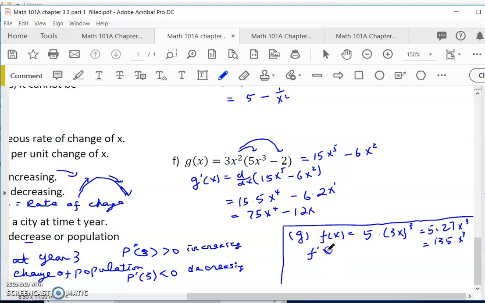So f prime of x is the derivative of 135x cubed. Using the derivative rule, this would be 135 times 3 times x squared. 135 times 3 would be 405, so that is equal to 405x squared. If you have a power that is not just x, but an expression of x, you should multiply it out first, getting 3 cubed and x to the 3.